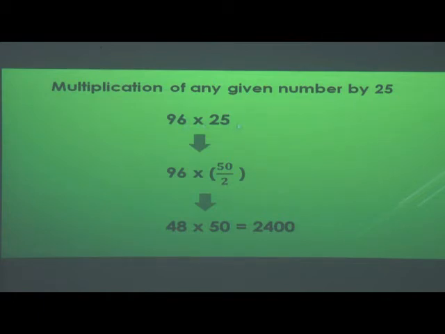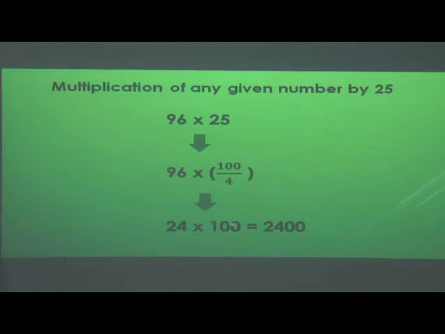Let us see the multiplication of any given number by 25. 96 multiplied by 25. 25 can be written as 50 divided by 2, which is nothing but 25. Again we have to divide 96 by 2 first, we get the answer 48. 48 multiplied by 50, we get 2400.